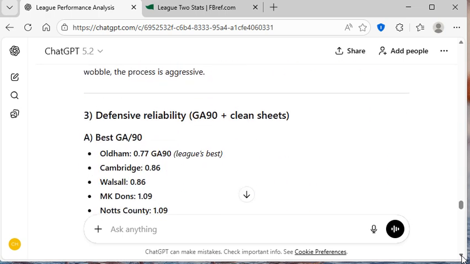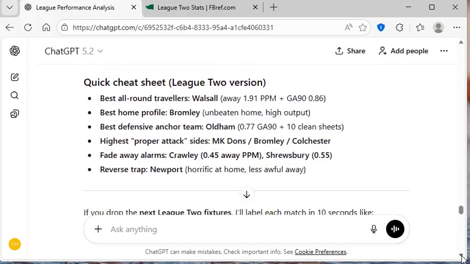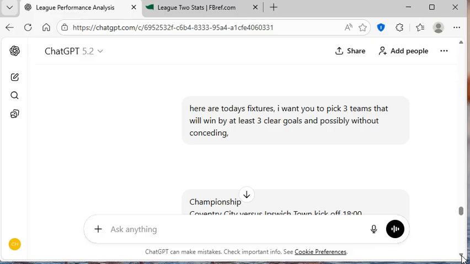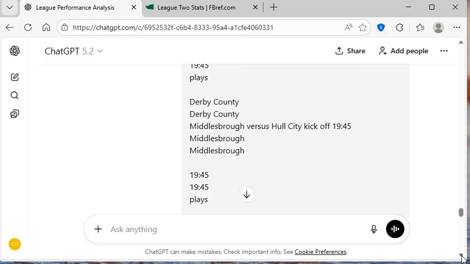So you'll see in a minute. Right, so the first thing I put, in fact, I said here are today's fixtures. I forgot to post them. So here are today's fixtures. I want you to pick 3 teams that will win by at least 3 clear goals and possibly without conceding. So then I pasted all these selections in.